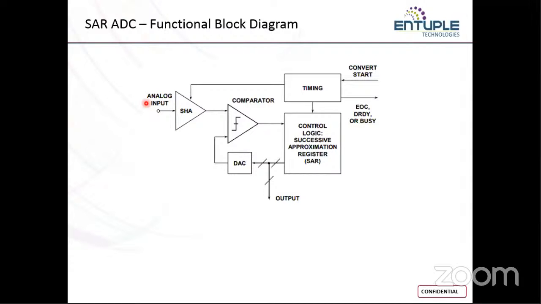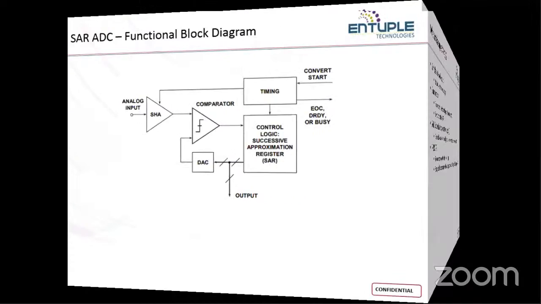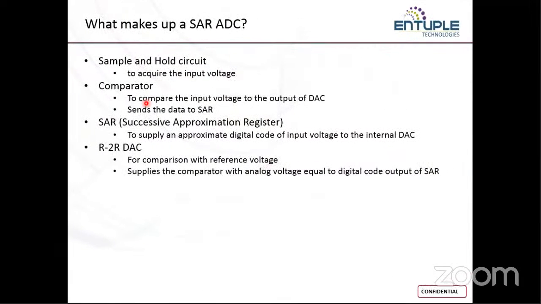So why a sample and hold circuit? To acquire the input voltage. You acquire the input voltage, and it is a function of time, right? For each and every timing instance, you have a particular value of voltage. But how does the block understand that?